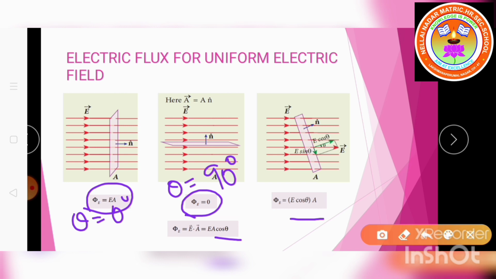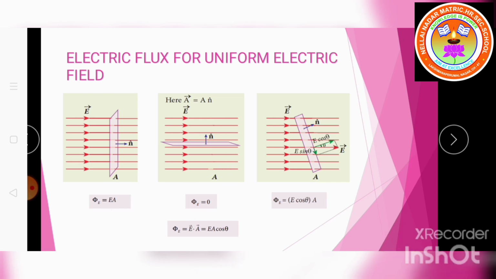Understand children? So the electric flux for a uniform electric field, we get the formula phi is equal to E vector dot A vector. Already I told you it is a scalar product, so the dot will be replaced by EA cos theta. So the general formula of the electric flux is phi is equal to E vector dot A vector, that is equal to EA cos theta. Okay, understand children?